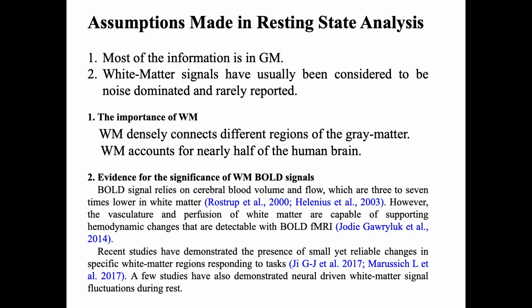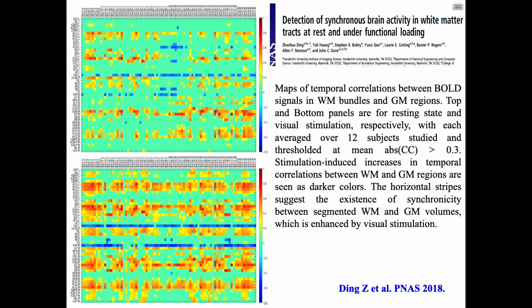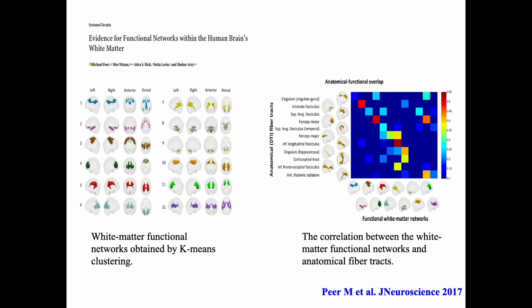However, white matter takes up more than 50% of brain volume. There has been study by Ding and colleague at Vanderbilt where they showed a correlation between task load and temporal correlation with white matter and gray matter region. And Michael Peer, using white matter, demonstrated clusters similar to clusters obtained using ICA.